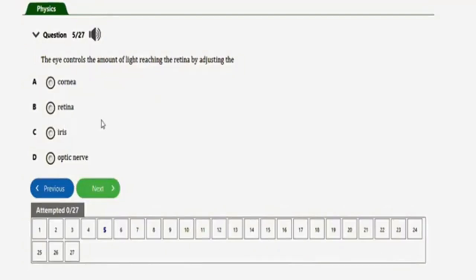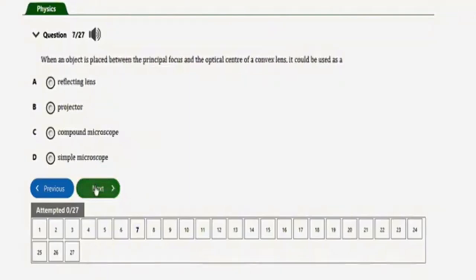Iris is a part of the eye that controls the amount of light entering the eye. The next question says in comparing the camera and the human eye, the film of the camera functions as the retina, option A. That's the correct one. Alright, the next question says when an object is placed between the principal focus and the optical center of a convex lens, it could be used as a reflecting lens, projector, compound microscope, simple microscope. So the correct option to this question will be option D. It could be used as a simple microscope.